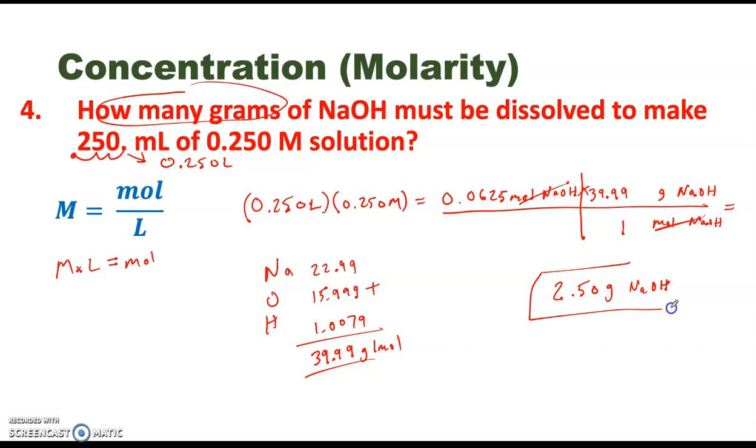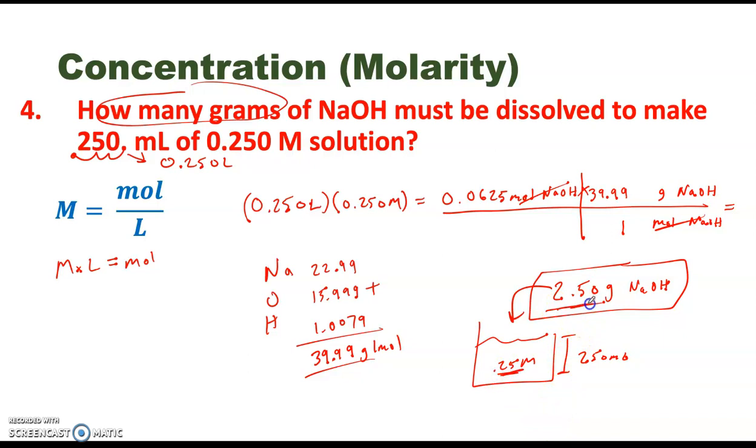So again, if I needed to make 250 milliliters of a 0.25 molar solution, I would need to go weigh 2.5 grams out, dissolve it. So if I had a beaker, let's say it has 250 milliliters. If I want it to have a concentration of 0.25 molar, I would have to weigh out 2.5 grams and dump it into there to have that concentration.